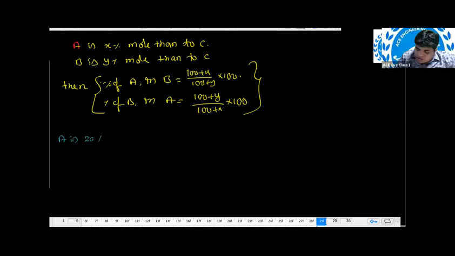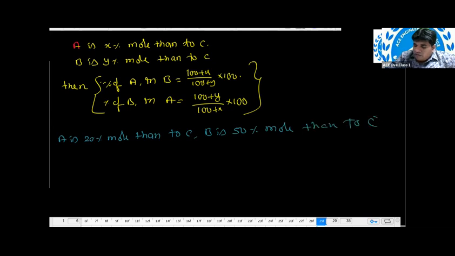A is 20% more than C. B is 50% more than C. What is the percentage of A in B? So what is the A value then?